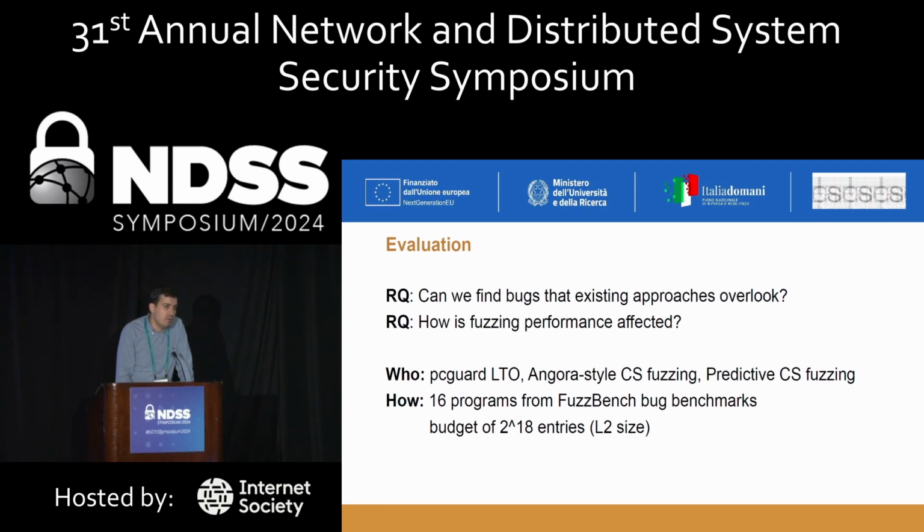These are the main points of our evaluation, and we consider three main fuzzers. We take edge coverage in the collision-free version, and we augment it with link time optimization, so as to have a very performant baseline. Then we have the Angora-style context-sensitive fuzzing based on call stack hashes and our approach.